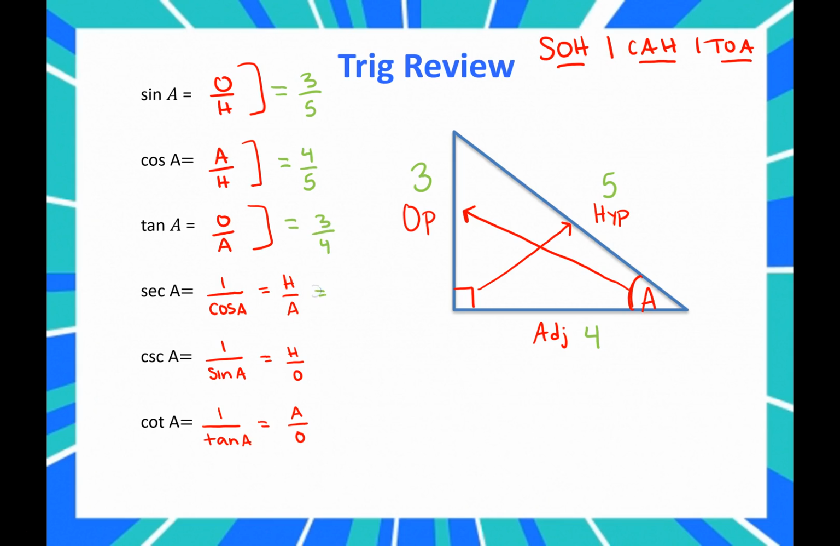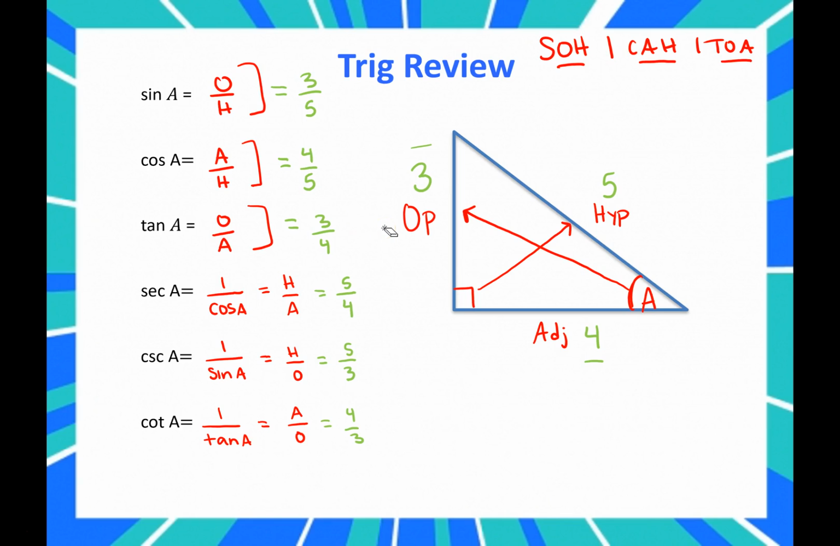And now here I'm going to do h over a, or I can just look at my cosine, which is 4 over 5, and do the reciprocal, which is 5 over 4. Same thing here, I could do h over o, or I could look at my sine and do the reciprocal, which gives me 5 over 3. And lastly, I've got a over o, which I could see as 4 over 3 here, or I could see it as the reciprocal of this.